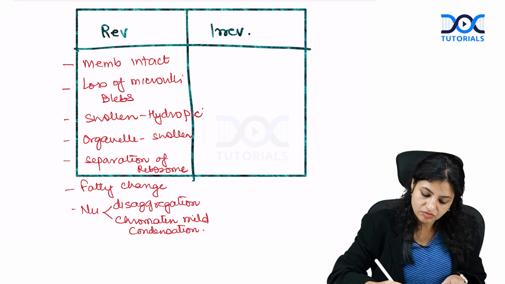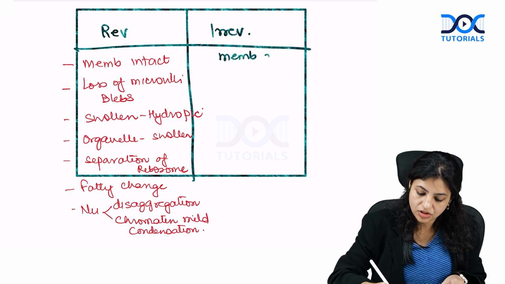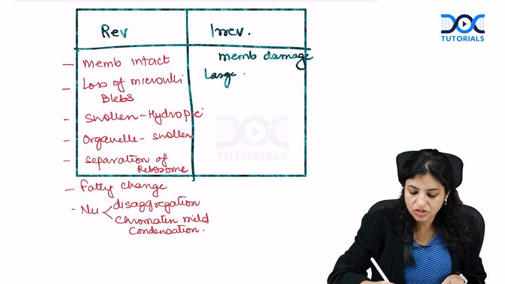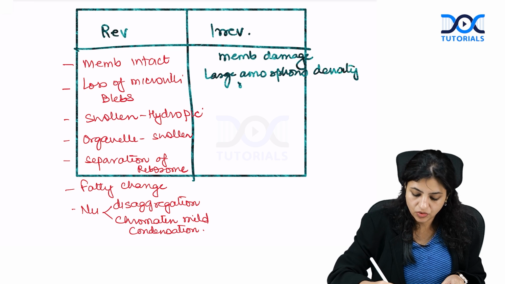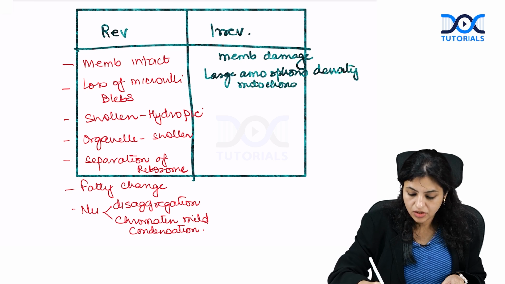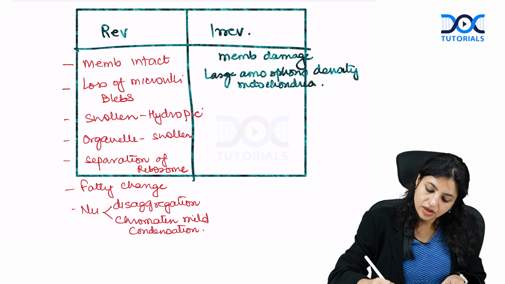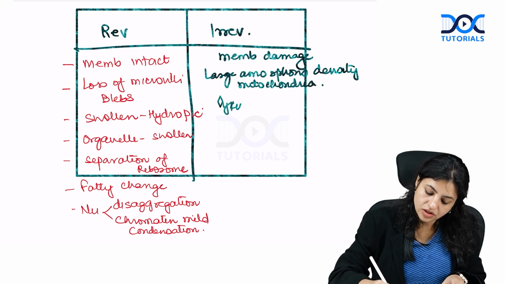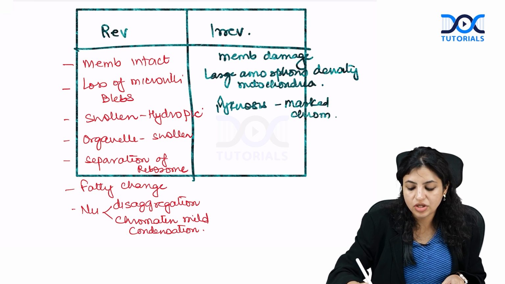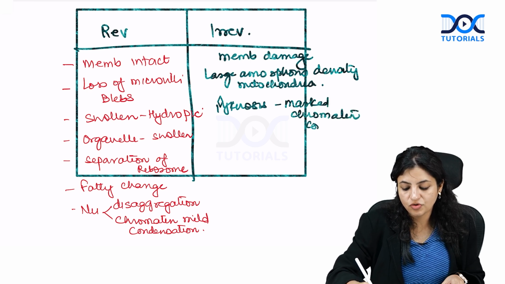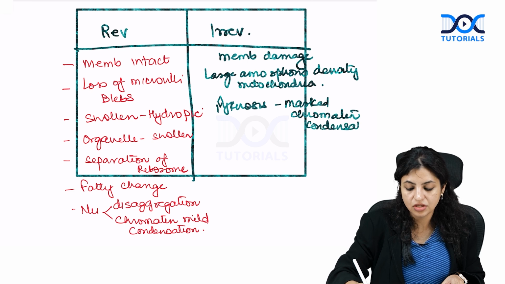Irreversible: the first feature is that the membrane is damaged. There are large amorphous densities. These two are characteristic in the mitochondria. And then there is pyknosis, where the nucleus becomes like a dot. So can I say this is marked chromatin condensation? Whenever they give you the term marked chromatin condensation, remember this is for irreversible cell injury.